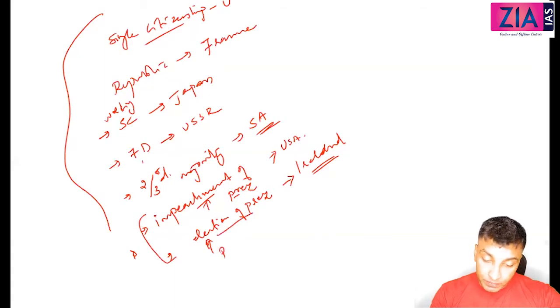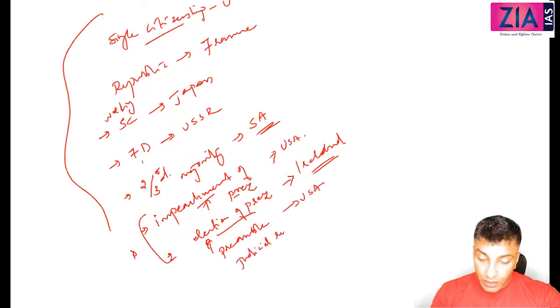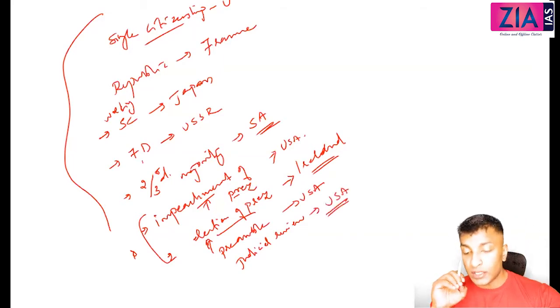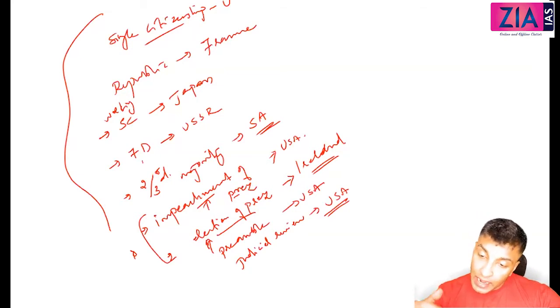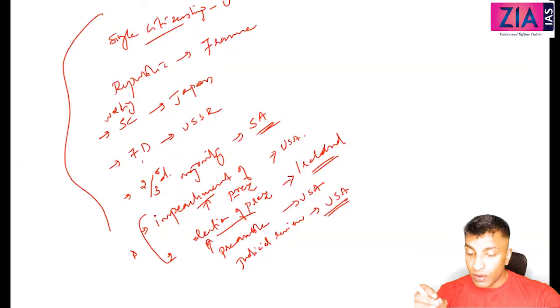What about preamble? USA. Okay, what about judicial review? Judicial review, USA. Because see, in UK, the constitution is not supreme, so the judiciary is not that powerful. Judicial review is not that powerful over there, because it is the parliament which is supreme in the UK. So that is why judicial review is actually from the US, and that is why all these fundamental rights are intact. Otherwise, parliament can bring laws which can curtail the fundamental rights, which would be difficult.